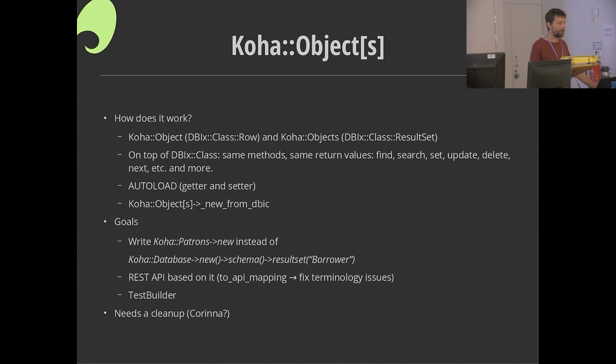The original goal was to be able to instantiate objects easily and write Koha::Patron->new instead of this long line. Then it became the center of a lot of things. Now the REST API is based on it. We also have a test builder module to generate data on the fly for integration tests. So it certainly needs a cleanup, and it certainly feels weird to most of you. But it has been really helpful when we decided to move to object-oriented programming and refactor the old code. So maybe we could use Corina for the rewrite one day.